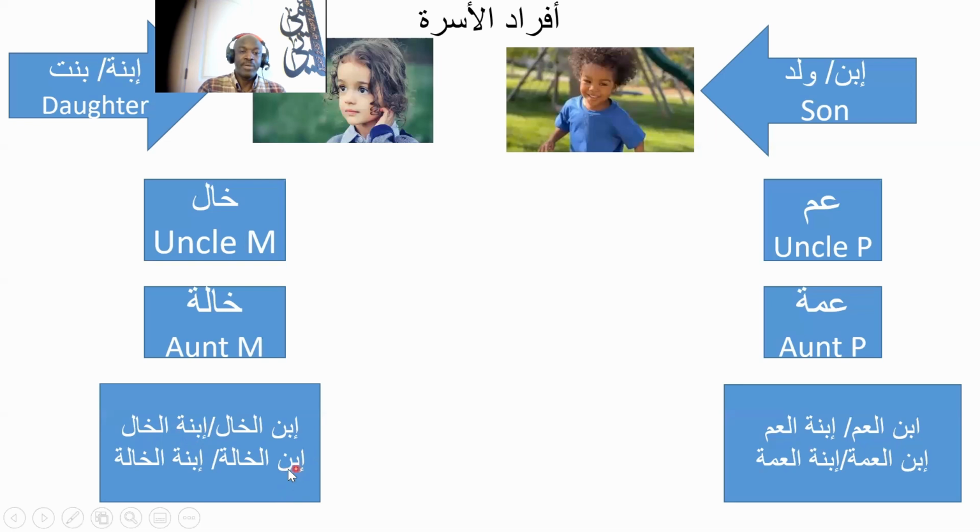And also here, last one on this one, ibn al-khala, so the son of my aunt, maternal. Khala is aunt, maternal, so the son of my aunt. And her daughter is ibnat al-khala, the daughter of my aunt.